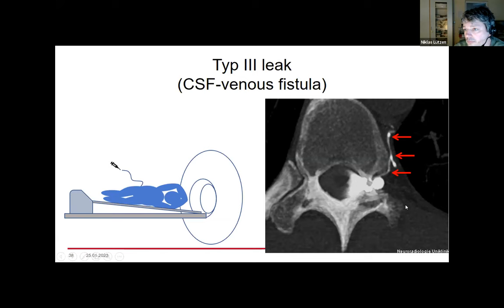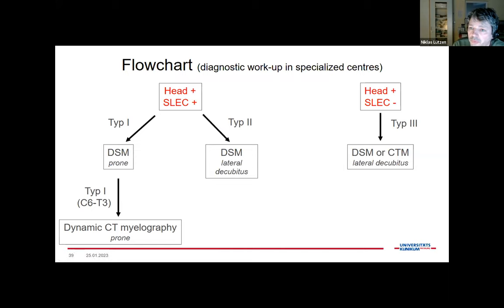So in summary, when you are going to search for the leak, you can use a flowchart like this. Usually it is performed in specialized centers. When the patient is head positive and SLEC positive on the MRI, you can either search for a type 1 or type 2 leak. Type 1 is best performed with DSM in prone position when you want to find the leak in the upper thoracic area. You can use a dynamic CT myelography in prone position. When you want to find a type 2 leak, you can use DSM in lateral decubitus position.